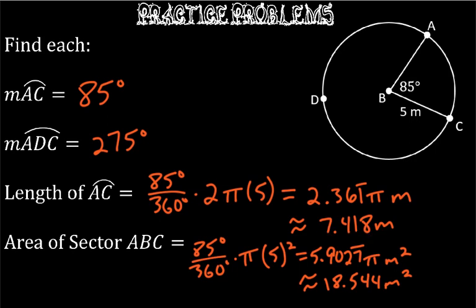On the last one, the area of sector ABC, so we're talking about the area of this slice of the circle, and the portion of the circle that we're talking about is 85 degrees, the central angle, or the arc measure, either one, divided by 360 degrees. And then we have to multiply that by the area, pi times radius squared, and the radius is 5. The exact answer must include the pi, and the estimate will multiply the 5.9027 repeating times about 3.14. It turns out to be something like that.